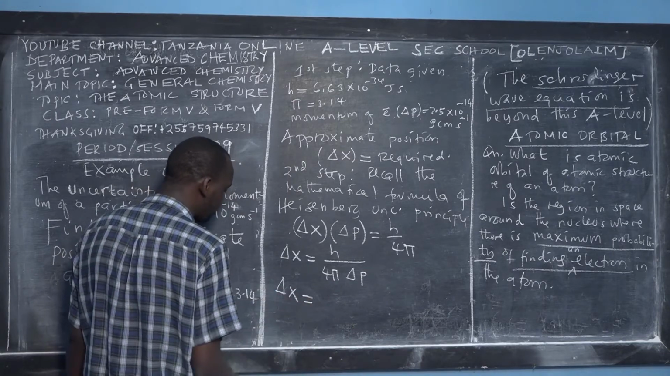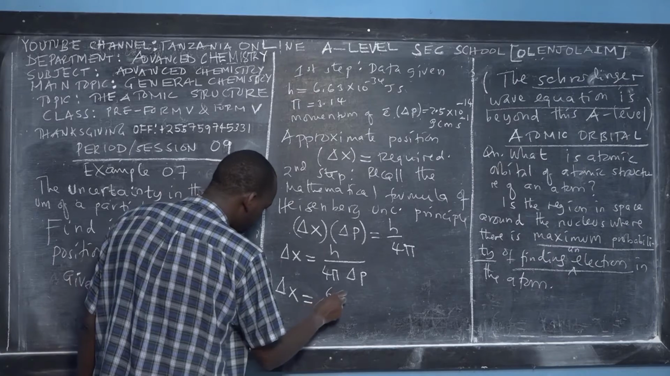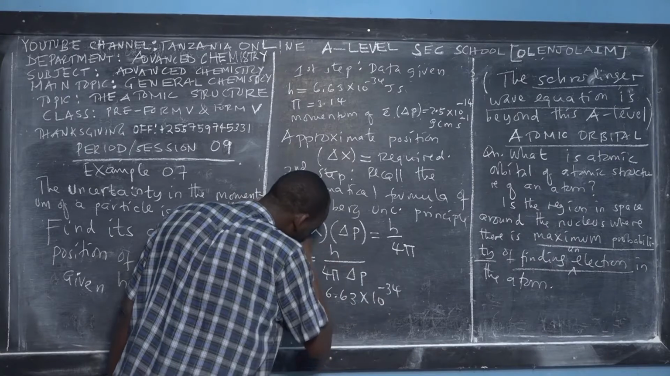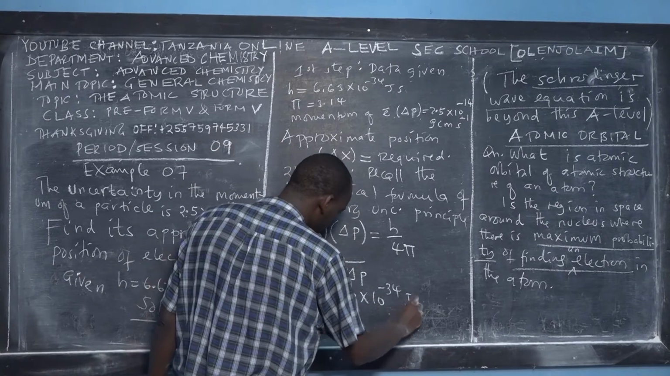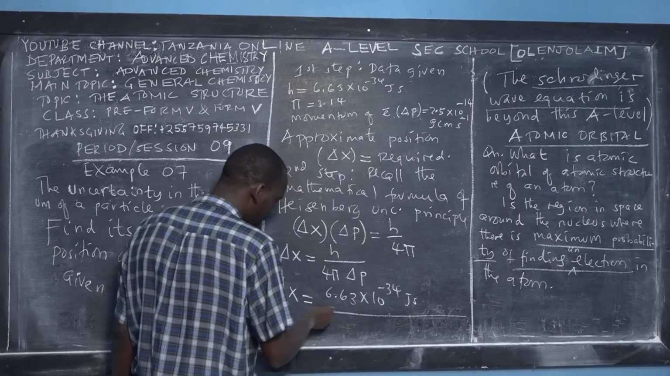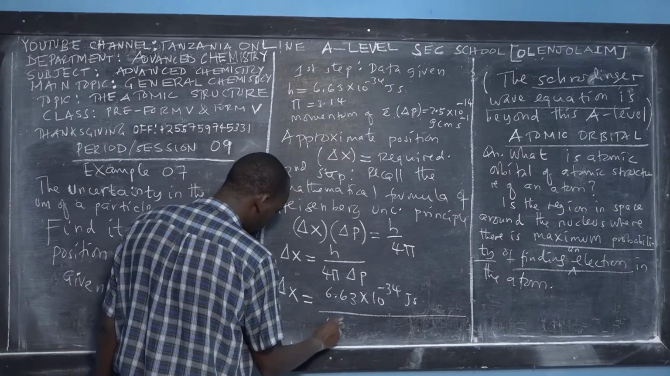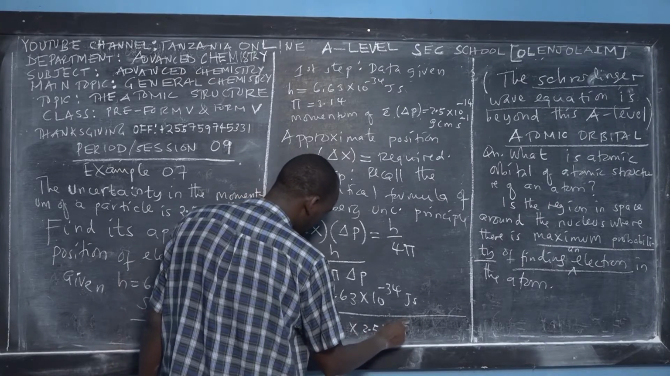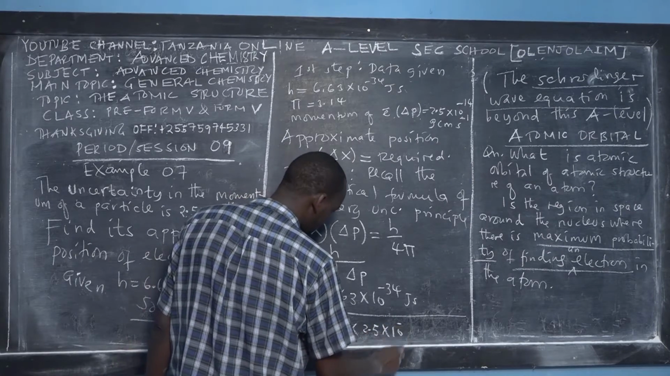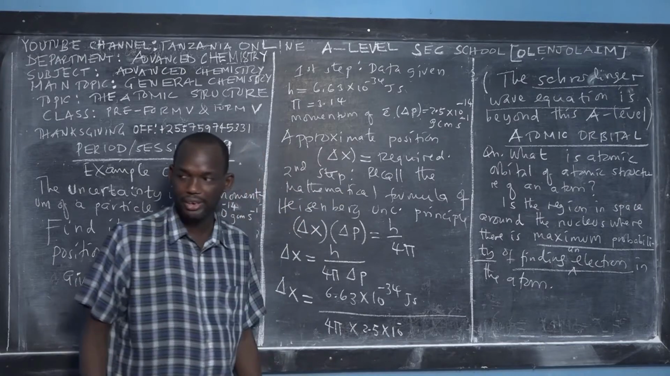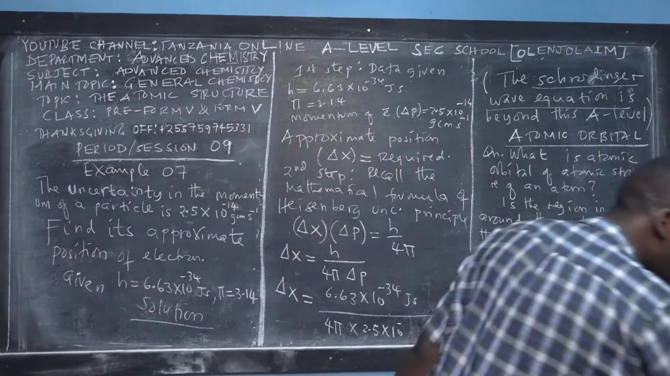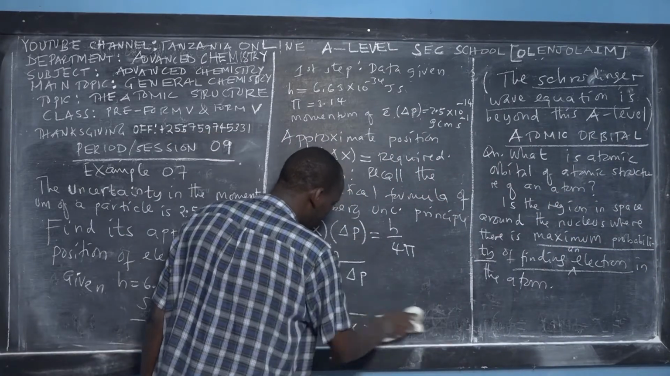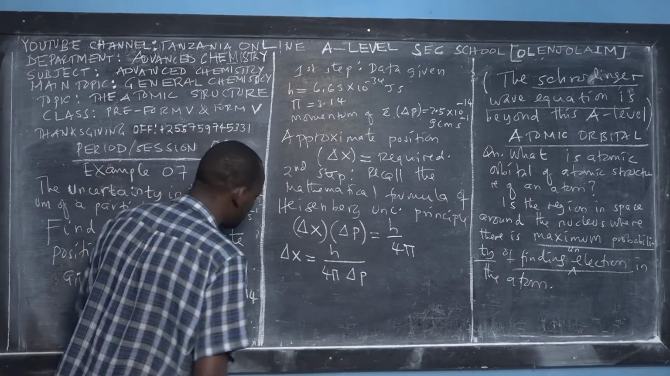So delta x is equal to Planck's constant, which is 6.63 exponent negative 34 joule seconds, over 4 pi times delta P, which is 2.5 exponent negative 14. But again, we have something very important we have to take care of. Before we do this computation, we now have the formula, but we have to take something into account before we proceed.